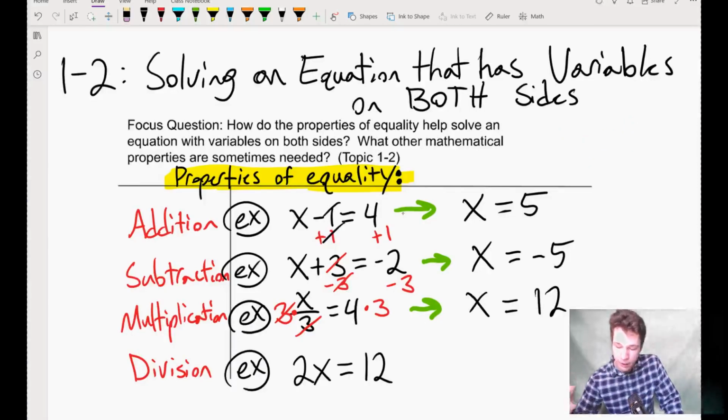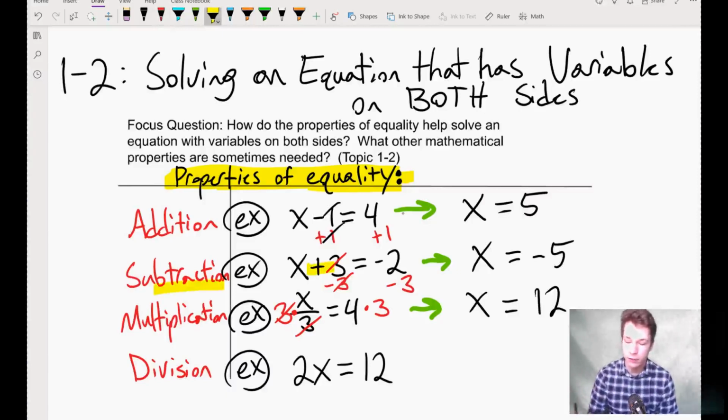Okay, division property. This is used to undo multiplication. You might notice something here. Here I have addition. I have to use subtraction to solve it. Here I have subtraction. I have to use addition to solve it. These are inverse operations. They undo each other. For multiplication, since I have this division going on, I have to use multiplication.